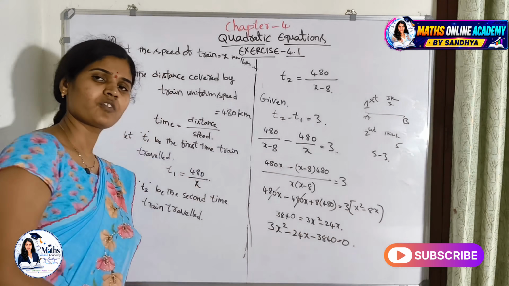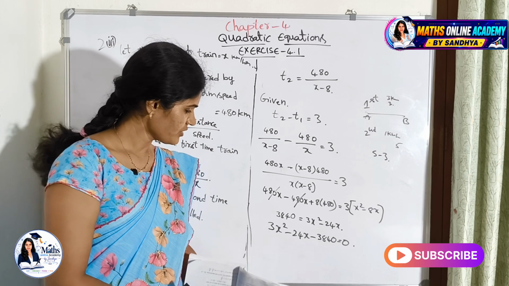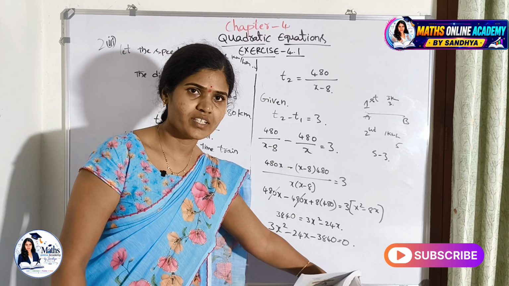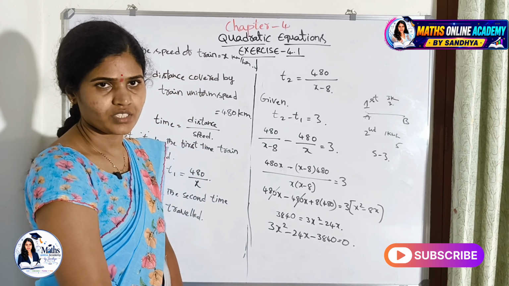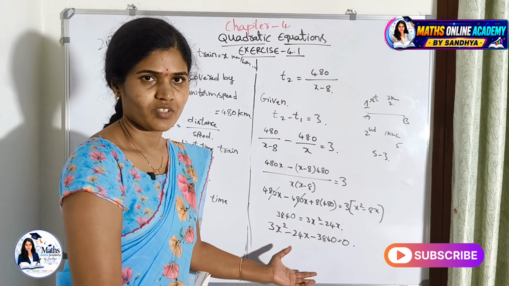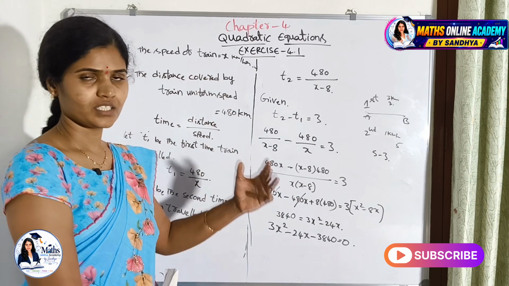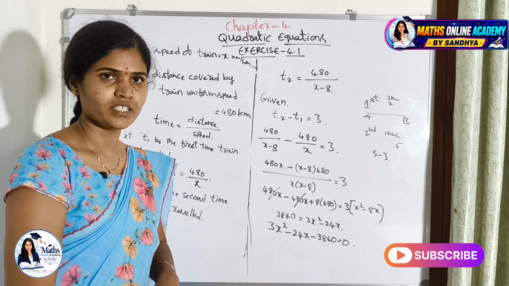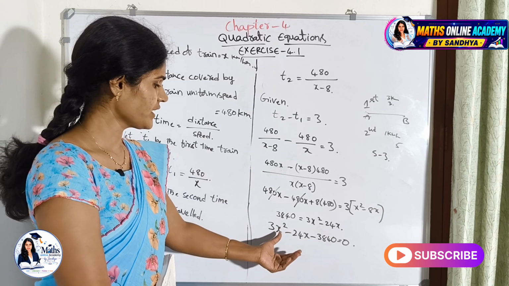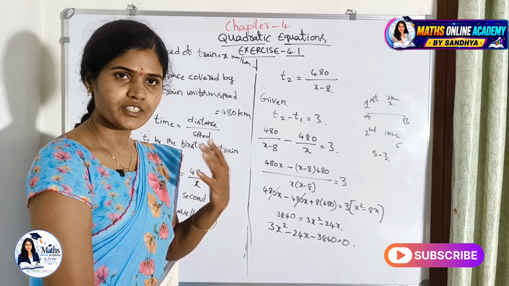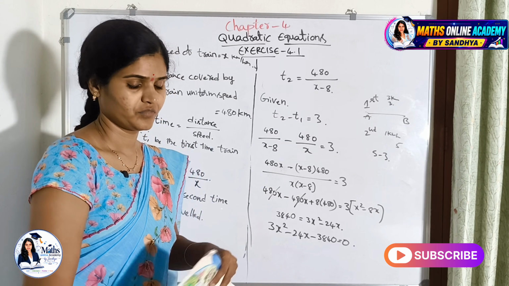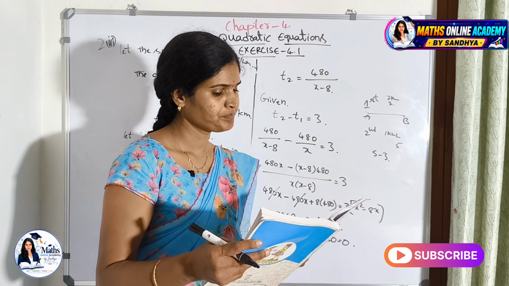This is in the form of a quadratic equation. By using this quadratic equation, we can find the speed of the train. Here we need not find the x value, only write down the equation form. Okay, this is the question.